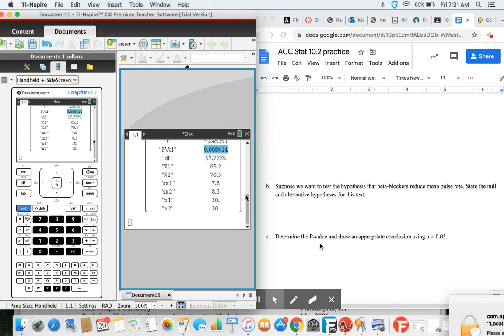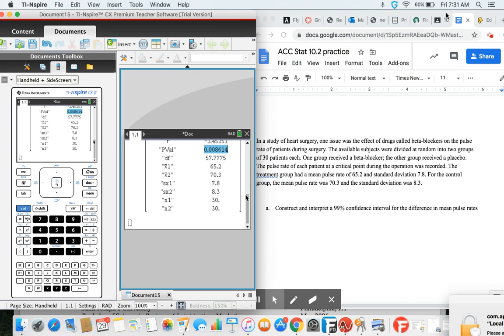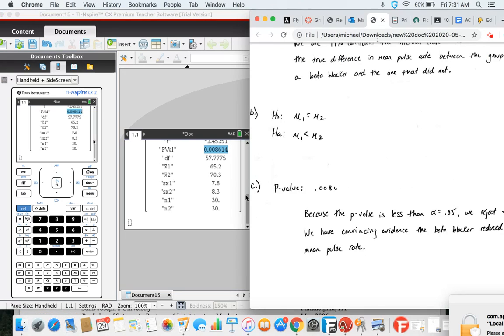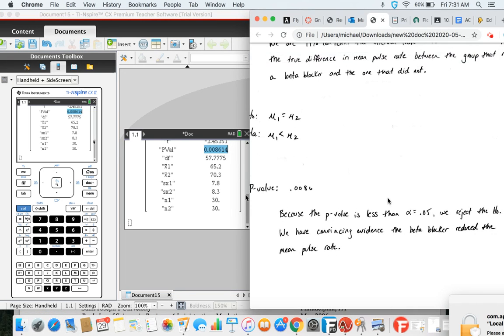Determine the p-value, and now draw the appropriate conclusion. But this time it was a 5% significance level. Like 5% significance, the data would coincide with a 95% confidence interval. So in this case, our p-value is less than 0.05, so we reject the H0, which means we have convincing evidence that the beta blocker did in fact reduce the mean pulse rate. All right. So at a 5% level of significance, we have convincing enough evidence to say that the beta blocker reduced the mean pulse rate.